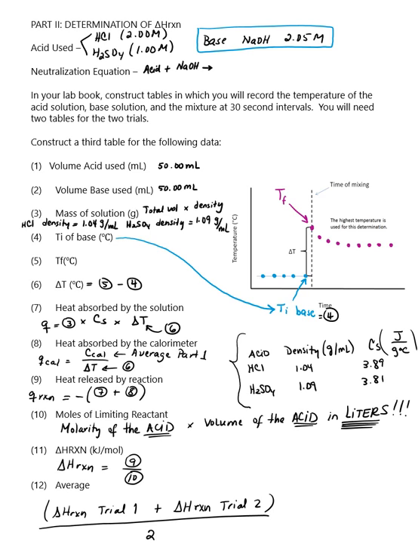If you're using sulfuric acid, for sulfuric acid, the density is 1.09. So you have your total volume times 1.09. That will give you the mass of your solution.